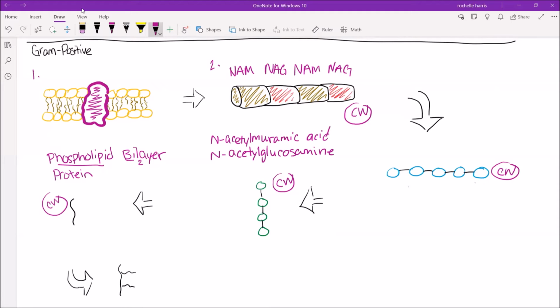Next, we have here our 1, 2, 3, 4, 5, our blue structure here. And I'll give you a hint. Bridge. That's the hint. It creates a bridge with our NAM, NAG, NAM, NAG structure.